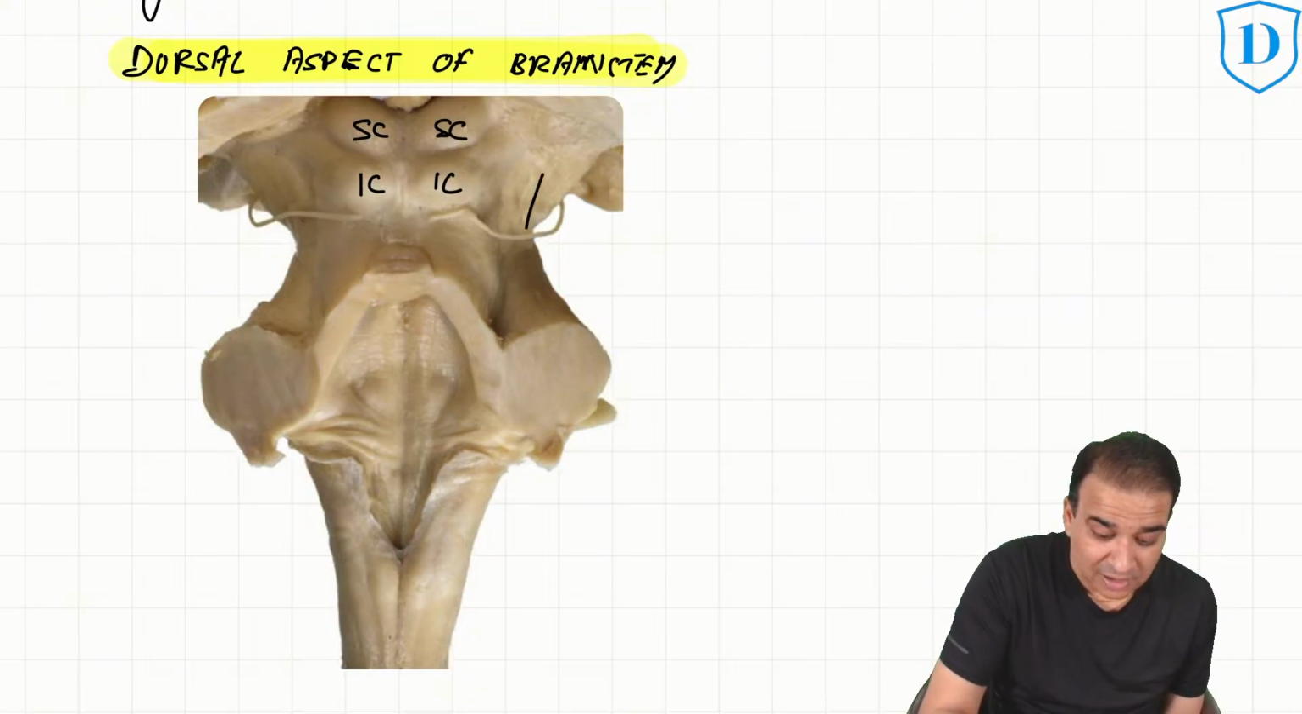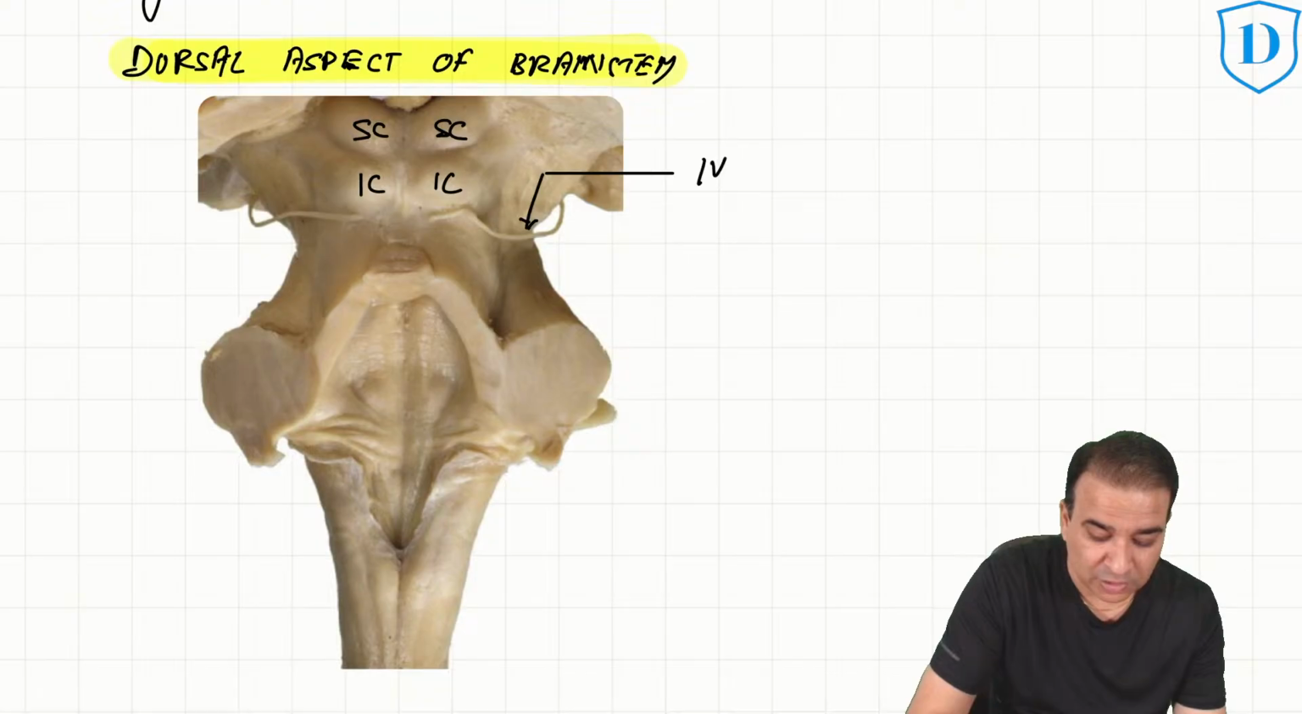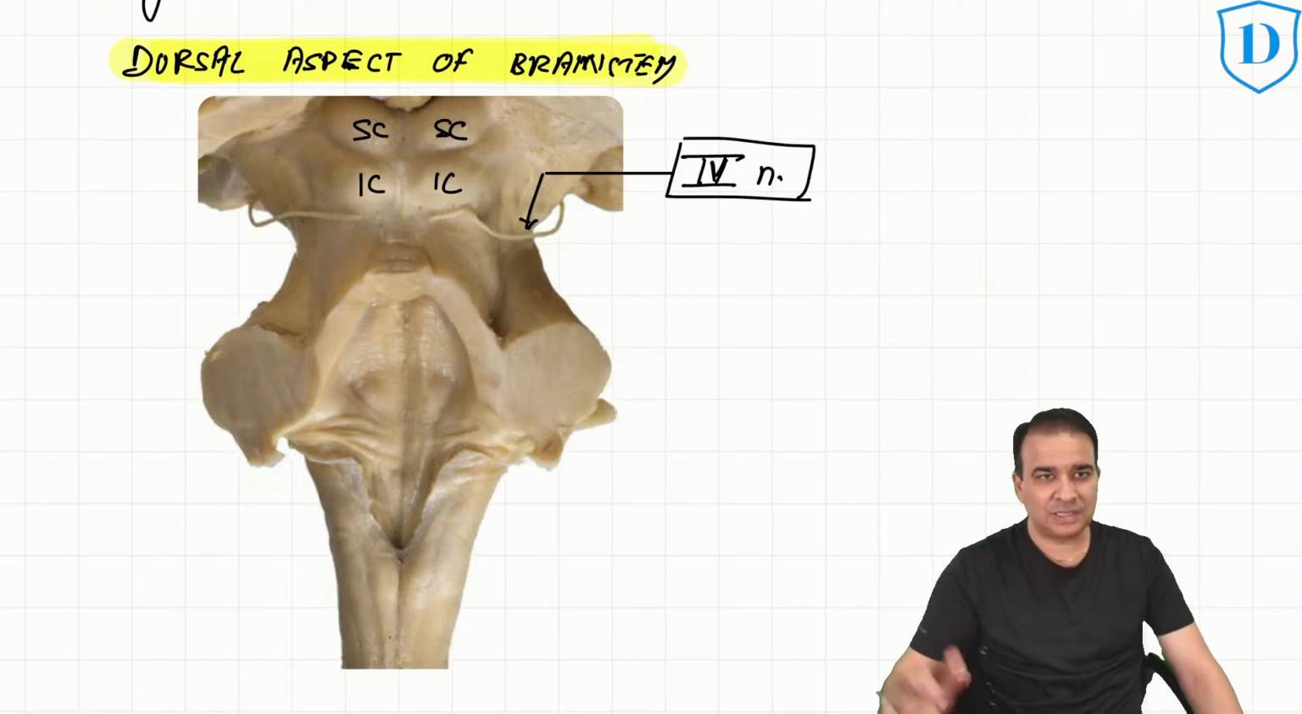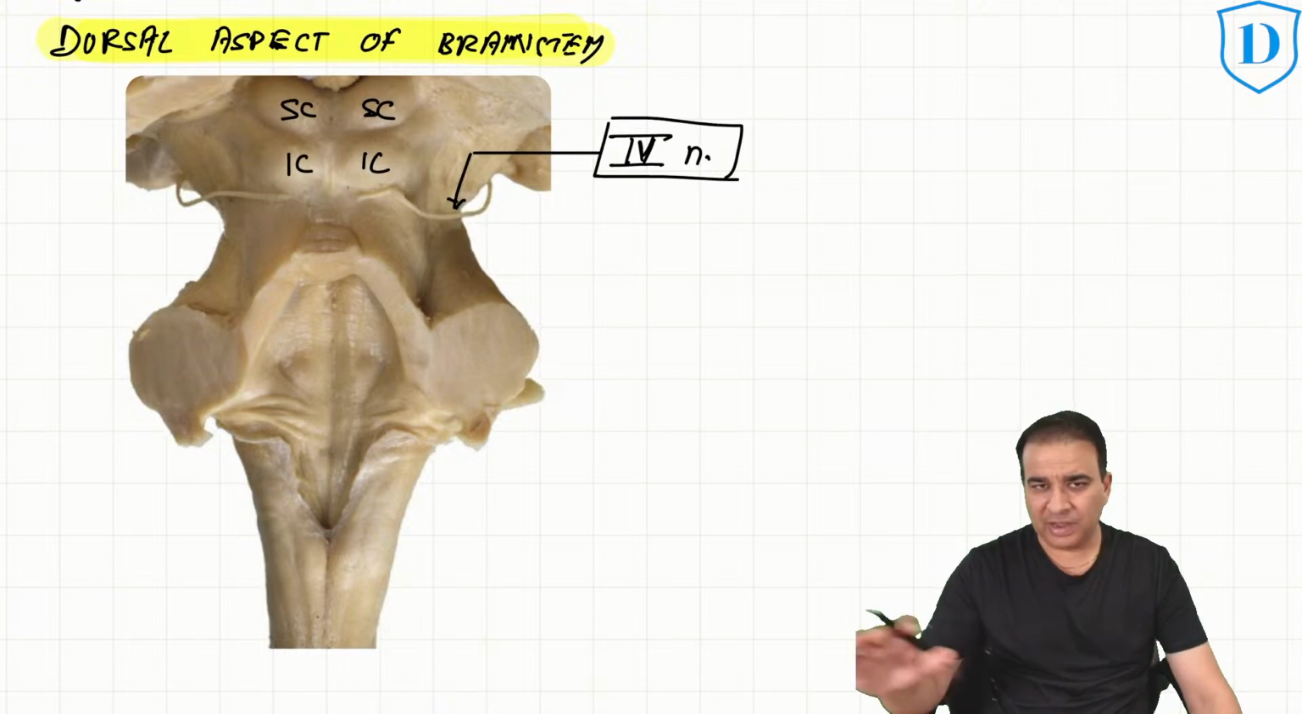The only cranial nerve which can be seen coming out from the dorsal aspect of the brainstem is the fourth nerve, the trochlear nerve. The trochlear nerve is seen. And I would say, guys, leave everything else, because you probably would have already discussed the dorsal aspect of the brainstem in detail.